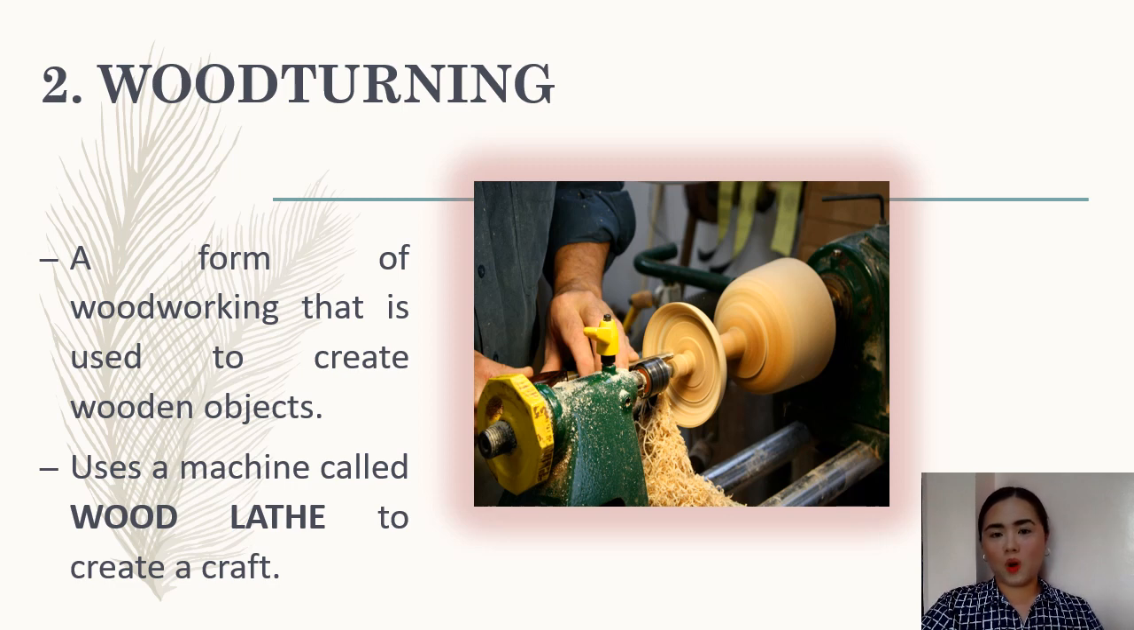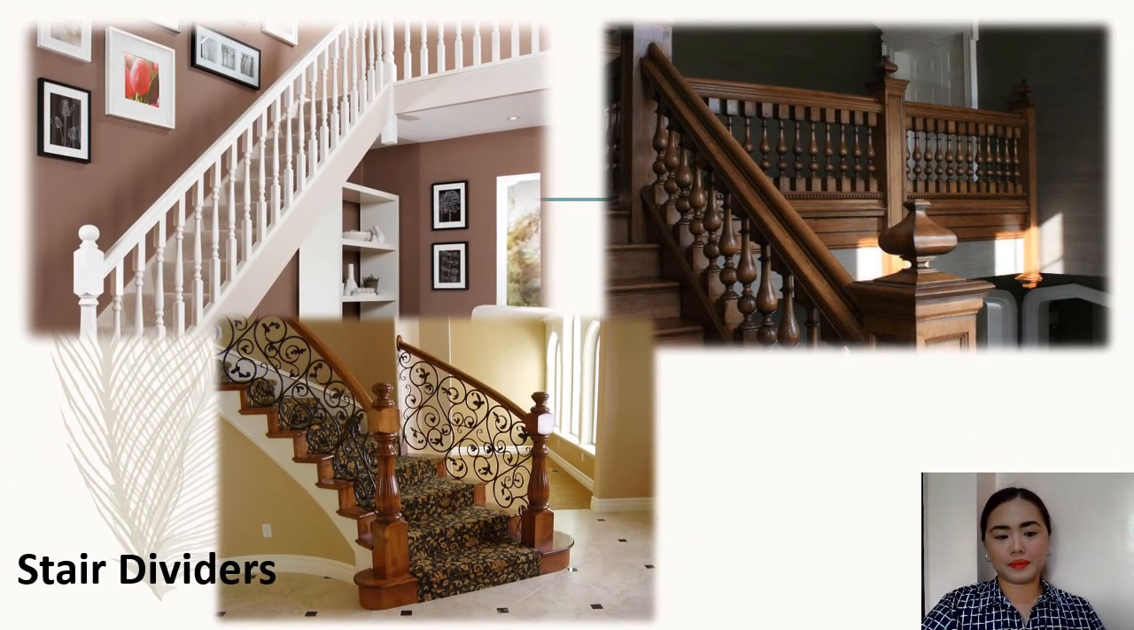The second category under wooden crafts is wood turning. Wood turning is a form of woodworking that is used to create wooden objects. In wood turning, it uses a machine called wood lathe, as you can see on the picture on your left side, to create a craft. An example of a product that you can create using the wood turning technique are stair dividers.